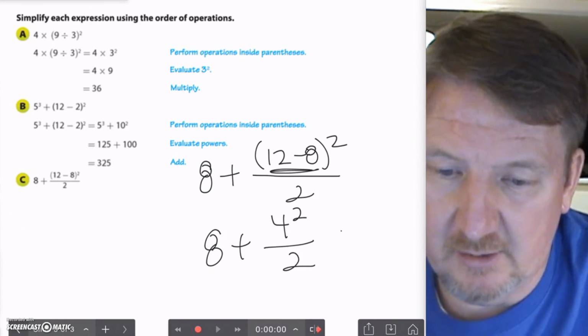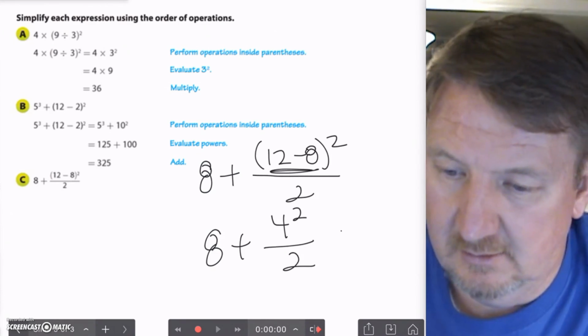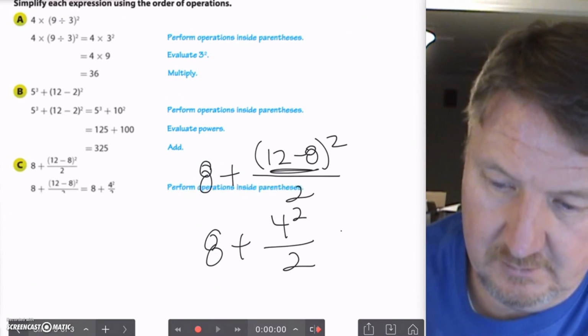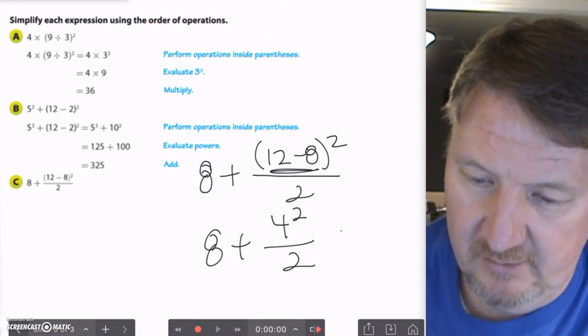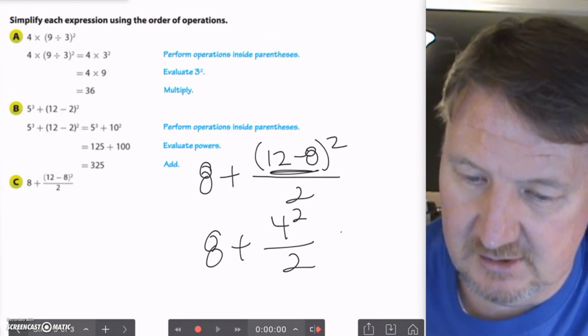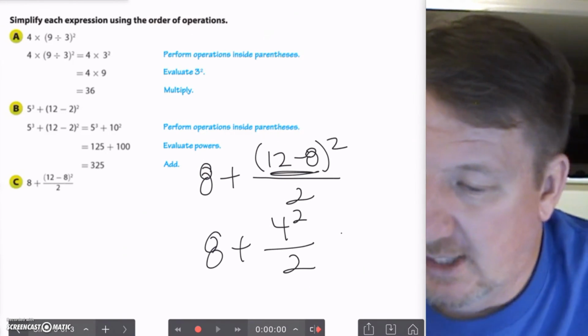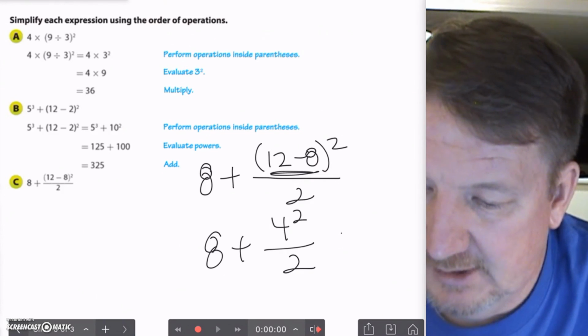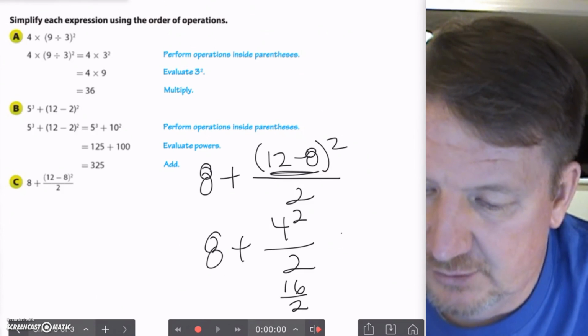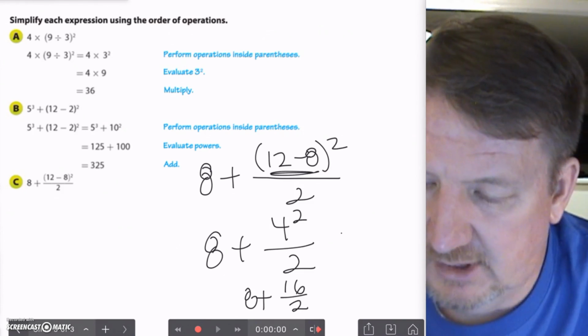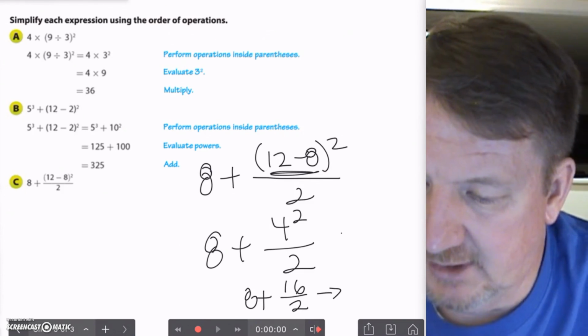Okay, I think I'm going to run out of room here. Let's see if I can. Let's move all this up. I can't move that. Oh, I don't want to move that. I want to move this. That's attached to that. Great. Okay, so anyway, 4 to the second power is 4 times 4, which is 16 over 2. All right, plus 8. I'm just going to kind of move all this over here.